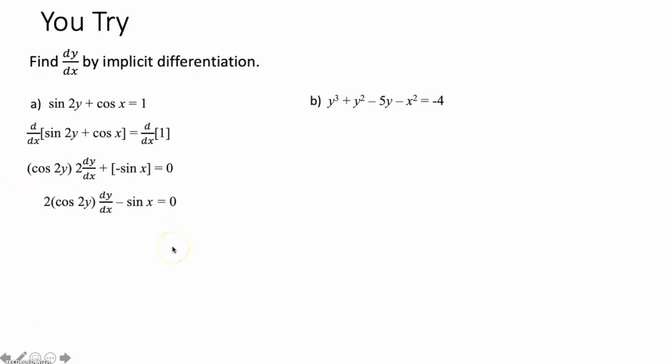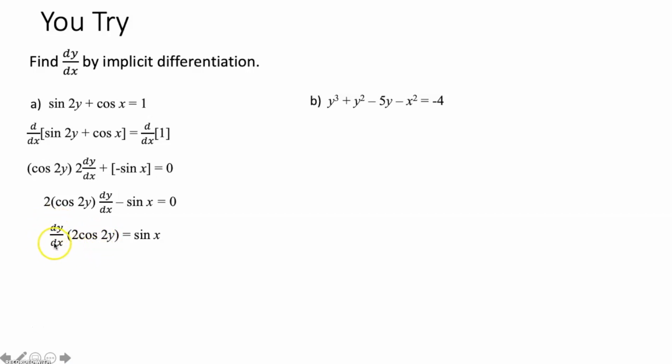Now, step 2 in implicit differentiation is to move everything with a dy dx to one side of the equation, and then get everything else to the other side. Well, this term has a dy dx, this one does not. So we're going to add sine of x to both sides. Now we have our term with the dy dx on one side of the equation by itself, and everything else on the other side. So we can move on to step 3, which is to factor out dy dx. Done. You don't really need to factor it out because it's just one term.